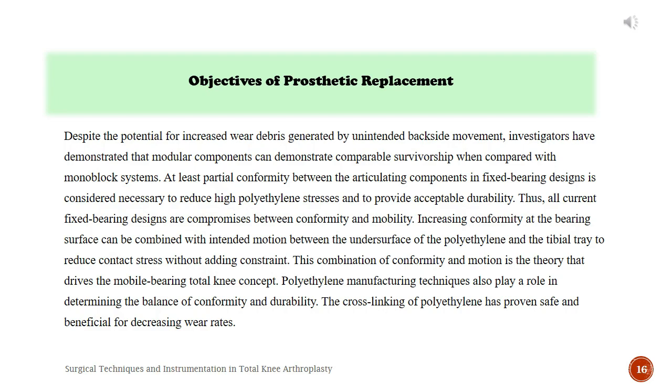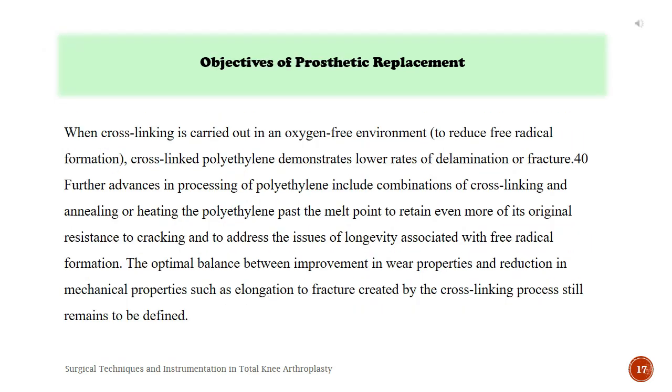Polyethylene manufacturing techniques also play a role in determining the balance of conformity and durability. The cross-linking of polyethylene has proven safe and beneficial for decreasing wear rates. When cross-linking is carried out in an oxygen-free environment to reduce free radical formation, cross-linked polyethylene demonstrates lower rates of delamination or fracture. Further advances in the processing of polyethylene include combinations of cross-linking and annealing, or heating the polyethylene past the melting point, to retain even more of its original resistance to cracking and to address the issues of longevity associated with free radical formation. The optimal balance between improvement in wear properties and reduction in mechanical properties such as elongation to fracture created by the cross-linking process remains to be defined.